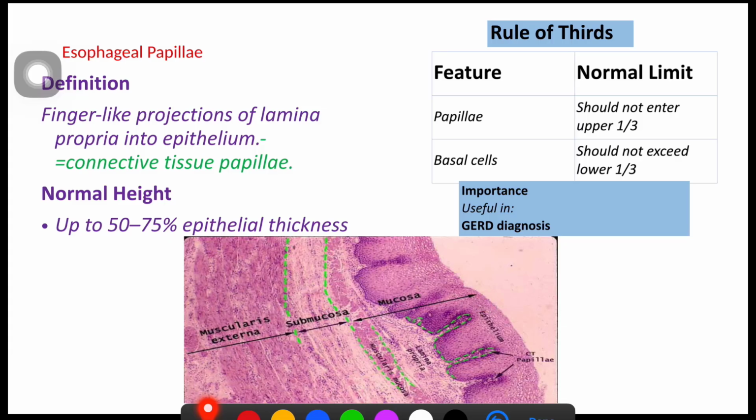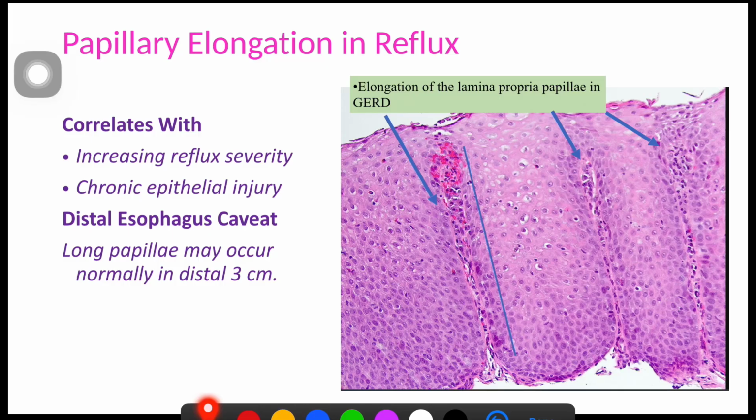And the rule of thirds for basal cells is that they should not exceed the lower one third. So, they should be only in the lower one third, but if they are entering into the middle one third, then it has some pathological correlation, like with GERD, right? So, this is the papillary elongation.